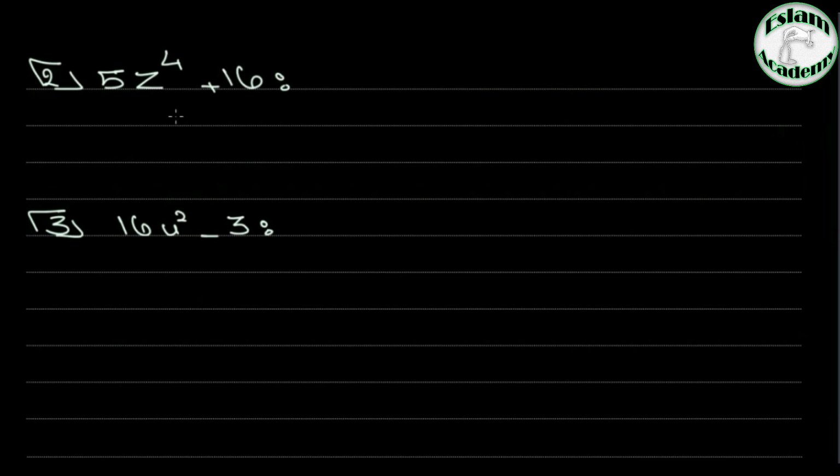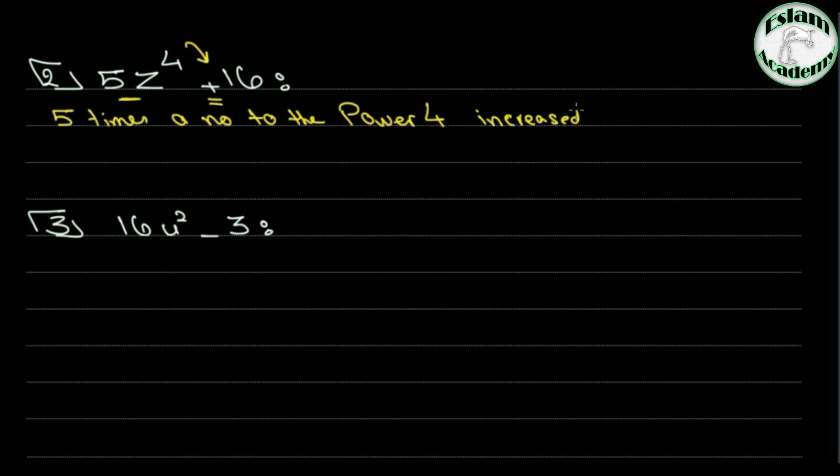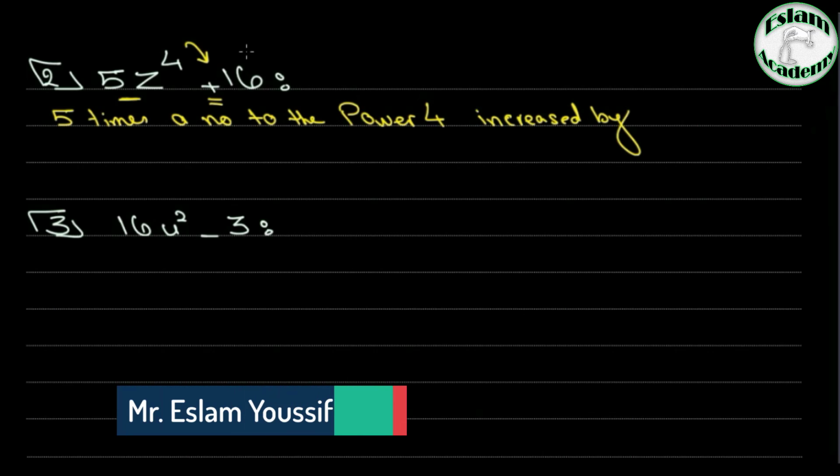Number 2: 5z to the power 4 plus 16. We have here two operations. The first one is the multiplication, and the second one is the addition. So we'll start from the multiplication. We say 5 times a number to the power 4. That is the first part. Then we have the plus. Plus means increased, so it will be increased by 16.